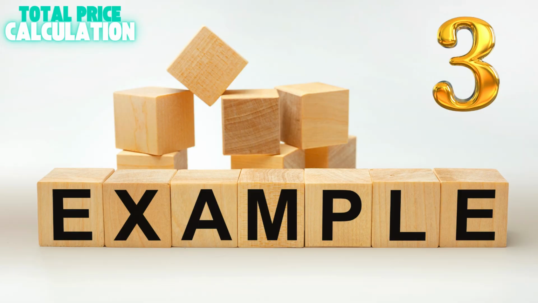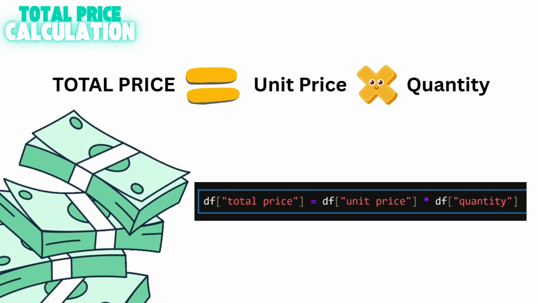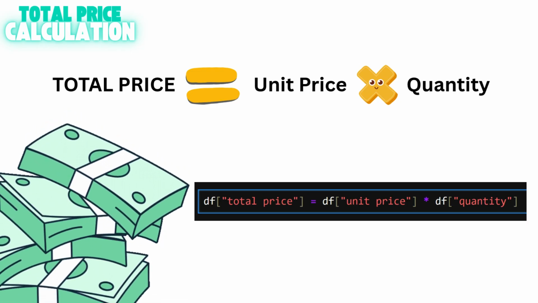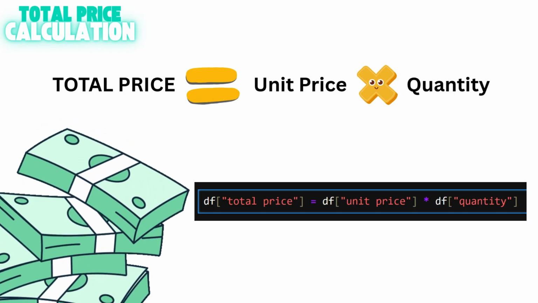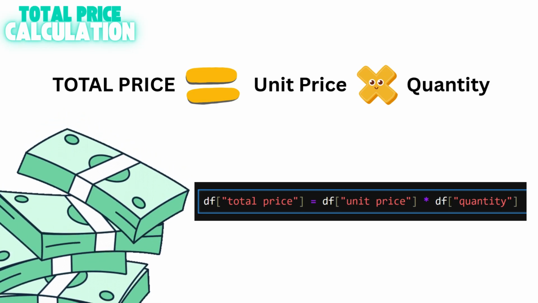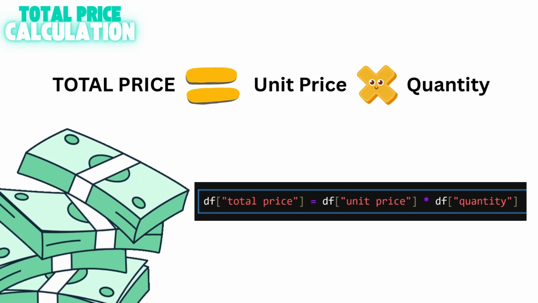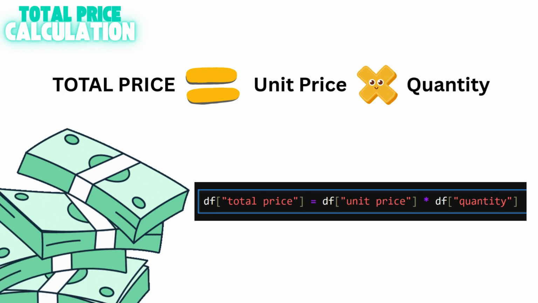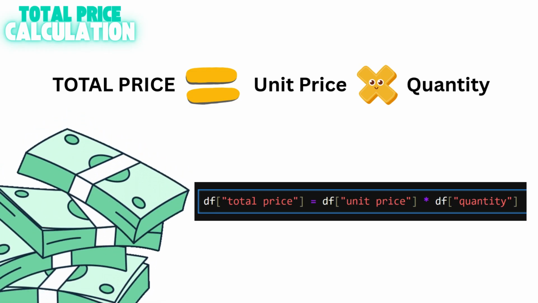Example 3 is total price from unit price and quantity. You're looking at shopping cart data. You have unit price and quantity. Rather than making your model do the math, just multiply them, getting the total price. Now the model can focus on spotting big spenders or bargain hunters without doing mental gymnastics.